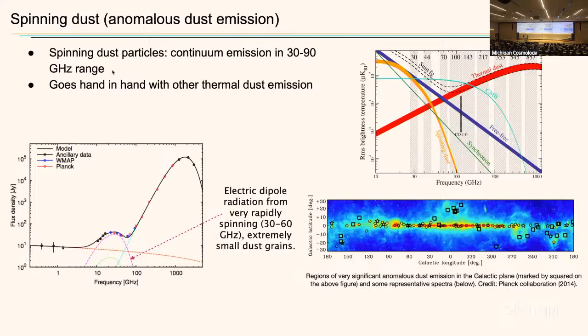Okay, spinning dust. This is anomalous dust emission. It's a continuum emission in kind of lower frequency ranges. This orange line here. And it goes hand in hand with the other thermal dust, but it's just very excited, rapidly spinning dust, creating this kind of bump from extremely small dust grains. And this too is associated primarily with the galactic plane. And so if you avoid the galactic plane, you are in fairly good shape, but it does become more important at low frequencies.